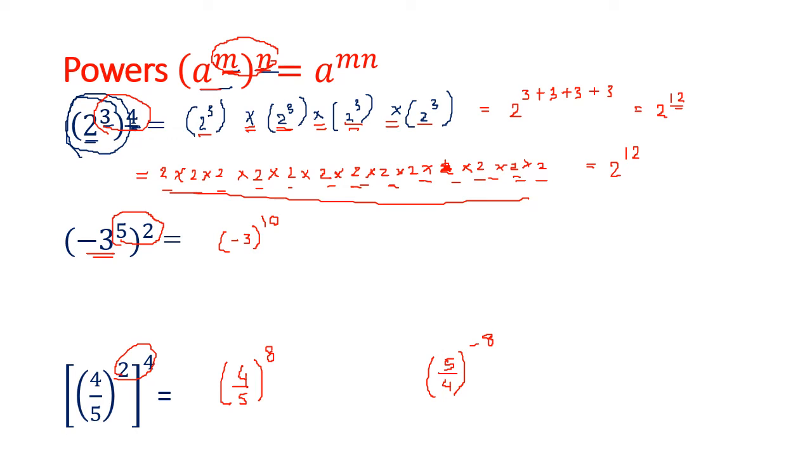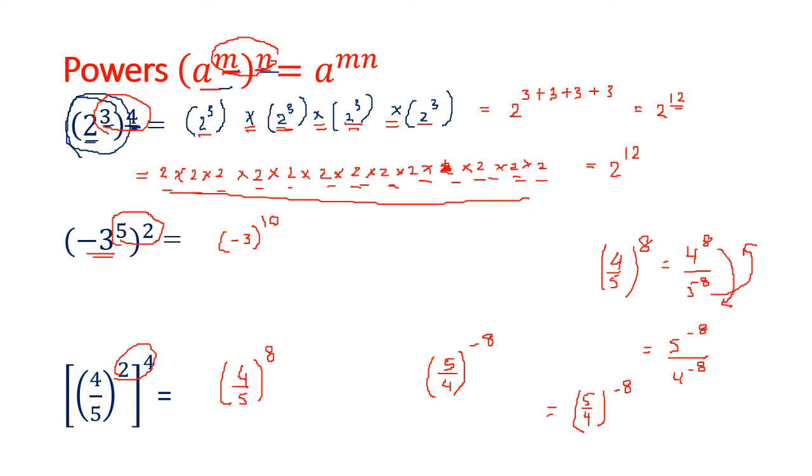How we get this? We can write 4 upon 5 raised to 8 as 4 raised to 8 upon 5 raised to 8. Now I take this number to the numerator, so sign of the power will change. I take this number to the denominator, sign of the power will change. It can be written now as 5 raised to minus 8 upon 4 raised to minus 8. Since the power is the same, I will write 5 upon 4 raised to minus 8. So when the number becomes a reciprocal, the sign of the power changes. That we'll see in the next slide.